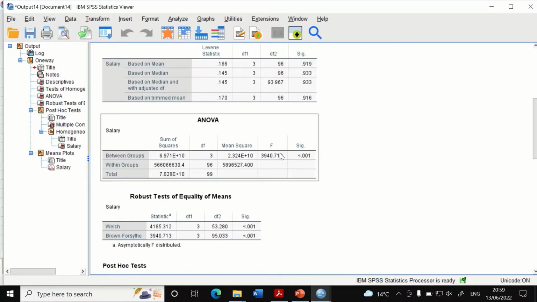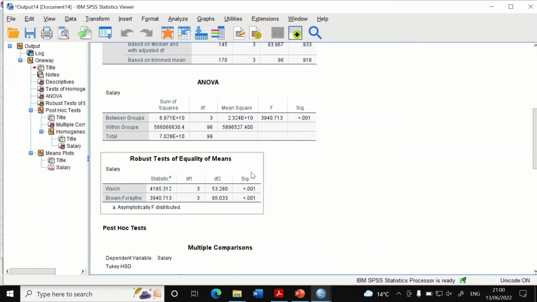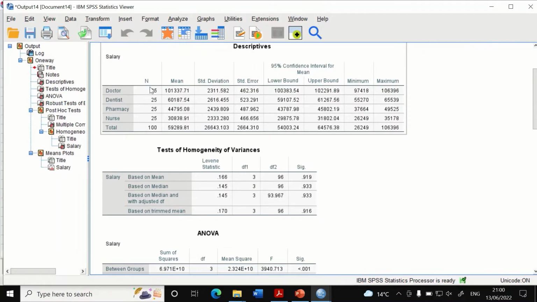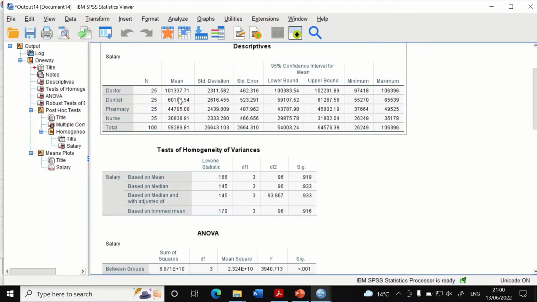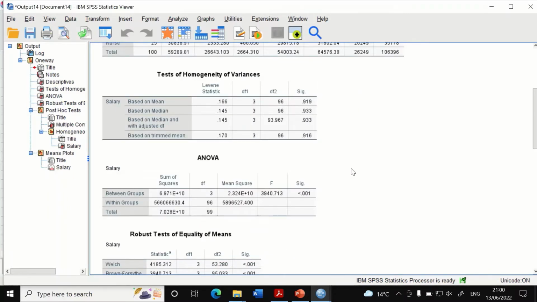The third table is the ANOVA table, which shows that there is a difference between the four groups, as it is measured by a test called F test, and a significant value of less than 0.05. So the ANOVA table here shows that there is a significant difference between the four groups, but the ANOVA does not specify which combination of professions have the differences.